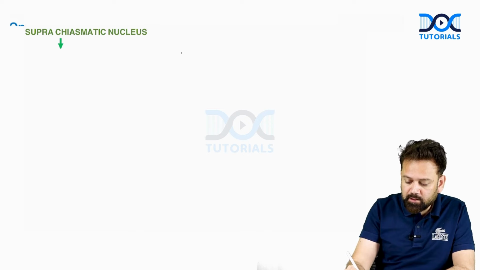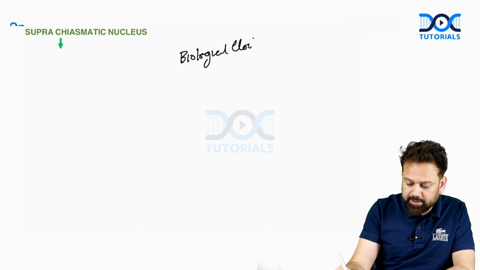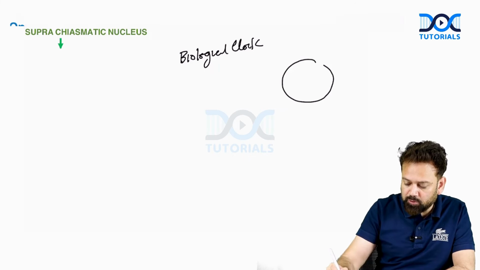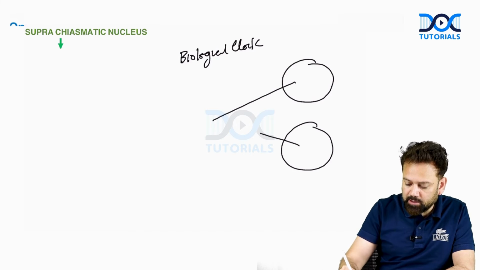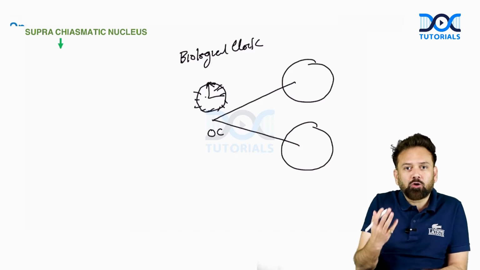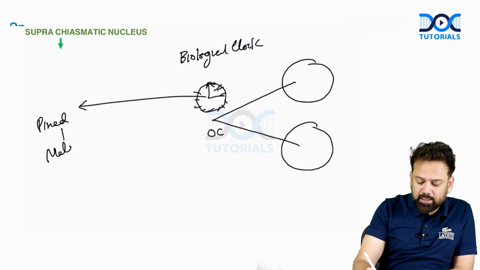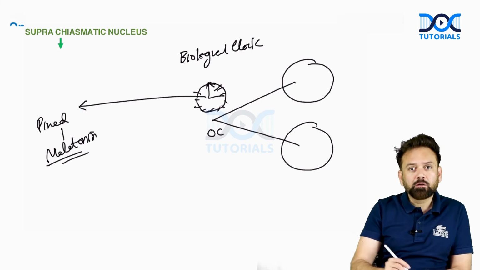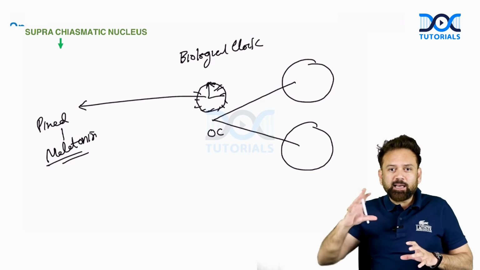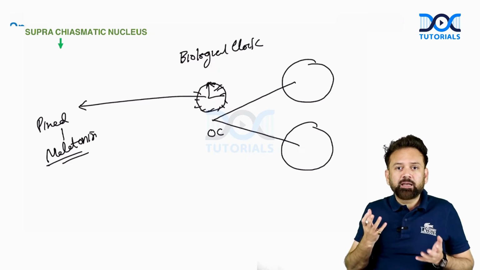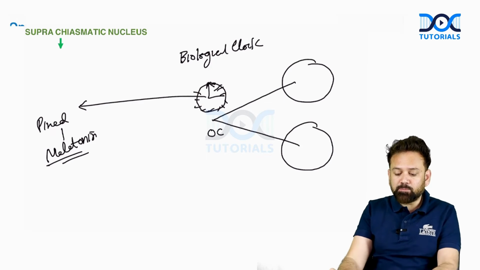Suprachiasmatic nucleus is called the biological clock. It is maintaining the circadian rhythm. See, these are your beautiful eyes. When light is going in the optic chiasma, above the optic chiasma, we have this clock. It is for biological clock, circadian balance. And it also influences the pineal gland to release melatonin in dark. Melatonin is the darkness hormone. So, suprachiasmatic nucleus and melatonin, they are maintaining the circadian pattern. So, they are called the biological clock.